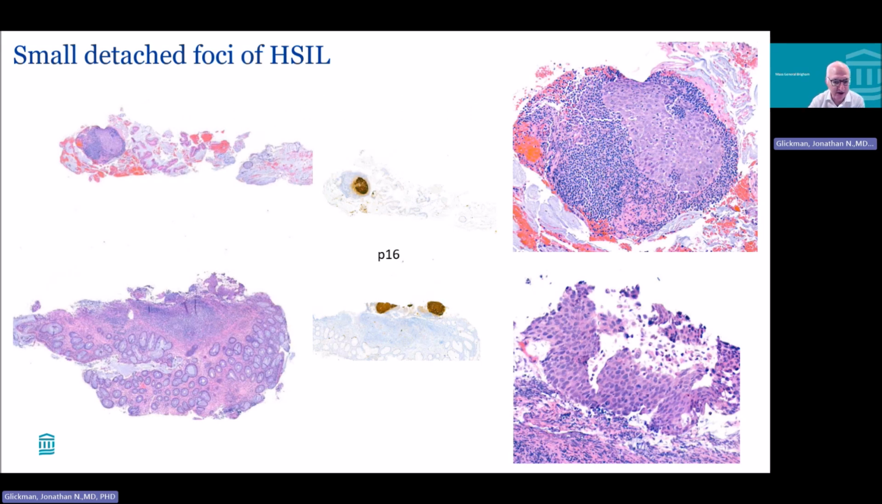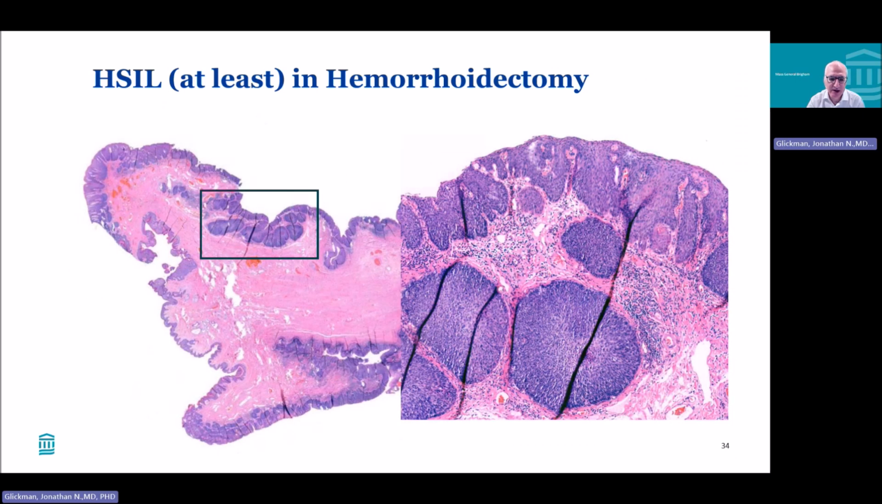And then finally, another difficult situation would be when one has a biopsy with small detached foci of HSIL. The example at the top is one where the HSIL appears to be within a lymphoid aggregate, confusingly, and this other one at the bottom is where you have these detached foci of HSIL just kind of untethered from the surface. So, I think we're comfortable with the diagnosis of HSIL, but it's not really possible to make any other statement about whether there's invasion.